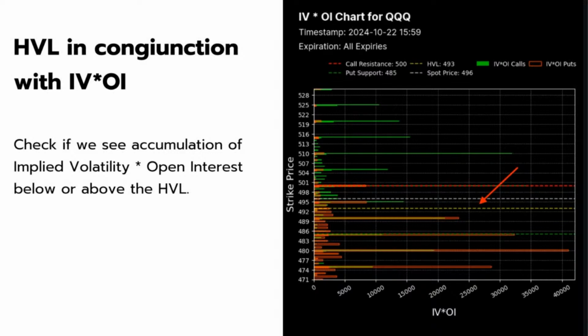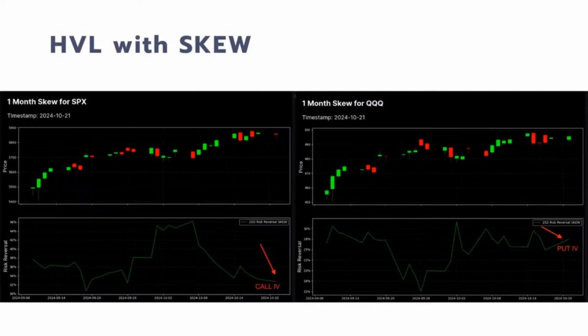We can also use it in conjunction with one of our other models, which is the implied volatility times open interest. Again, we want to monitor if we see a spike in strike prices that exhibit a large implied volatility and open interest, because that also could be a magnet or a reaction zone that could happen if the price were to drop below the high vol level.